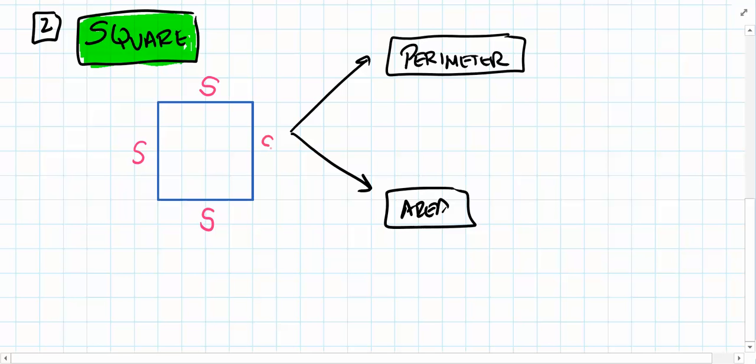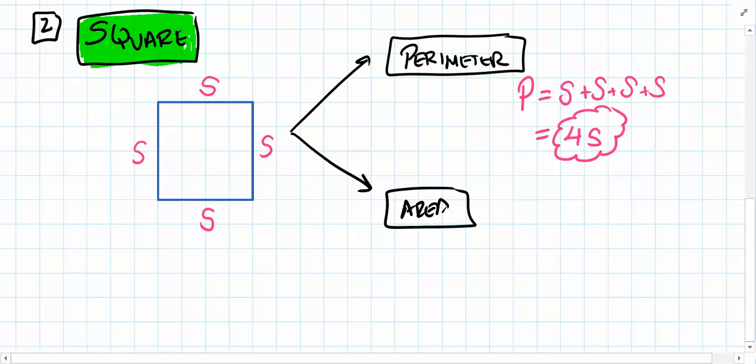So then the perimeter, which we're going to use P, would just be all of the lengths added up together, right? So an S plus another S plus another S plus another S. Is there a better way we could write that? Yeah, 4S. There you go. So the perimeter of any square is 4S, where S is just a side from here to here.